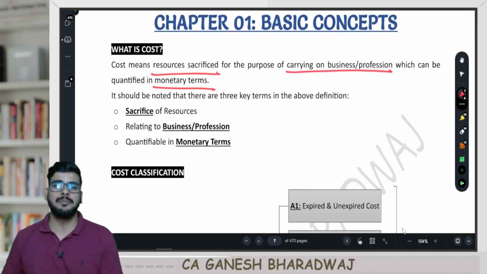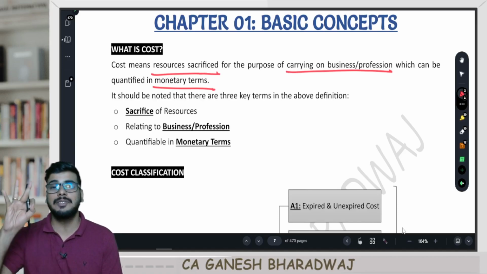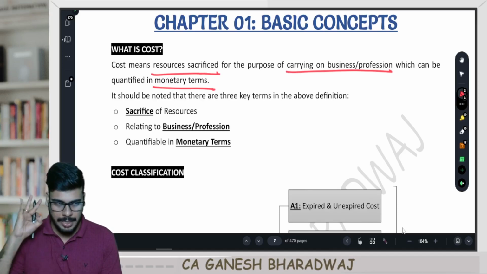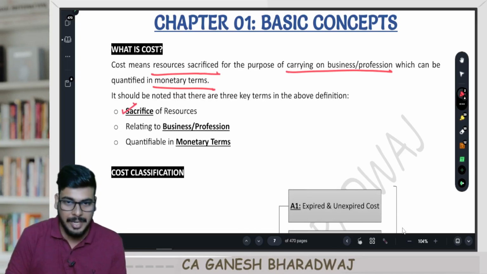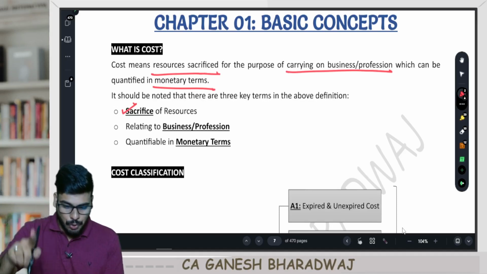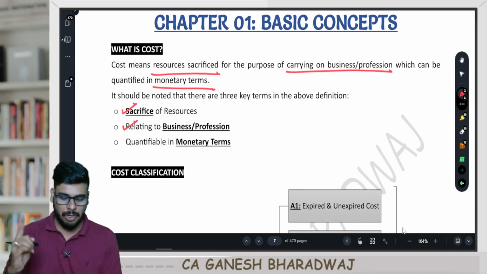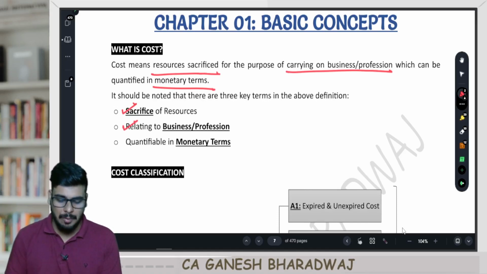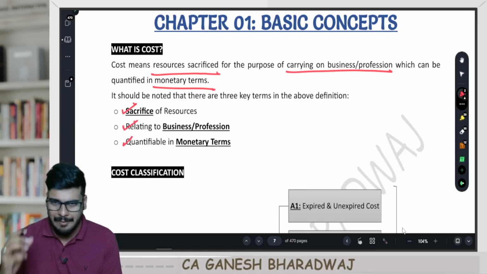Now basically leave all these things. For you to call something as cost, it should have three characteristics. What are the three characteristics? Sacrifice of resources. There should be a sacrifice of resources. It should be relating to your business or profession. And number three, it should be quantifiable in monetary terms. Now, sir, what is all these things? Don't mug up. I will give you an example.